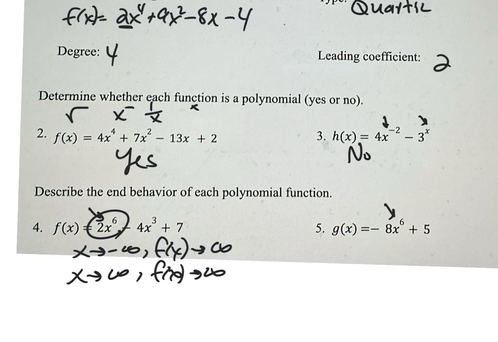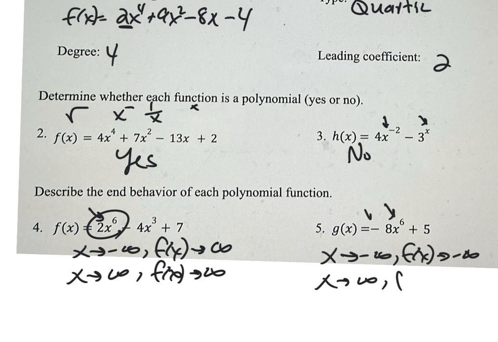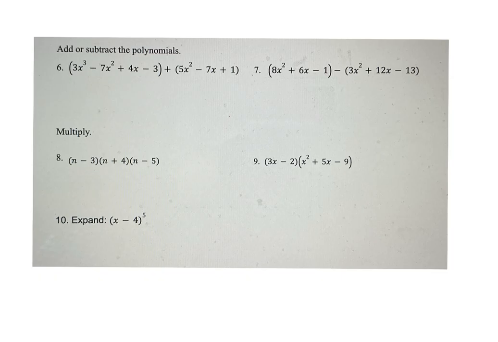Number 5, also even, but we have a negative in the front. All right, so that means both ends are going down. So as x goes to the left, the graph is going down. As x is going to the right, the graph is going down to negative infinity.